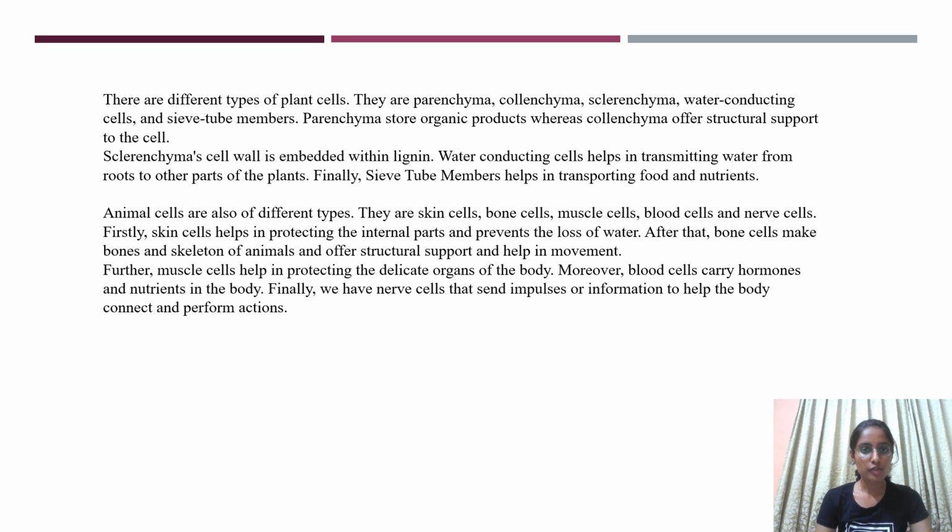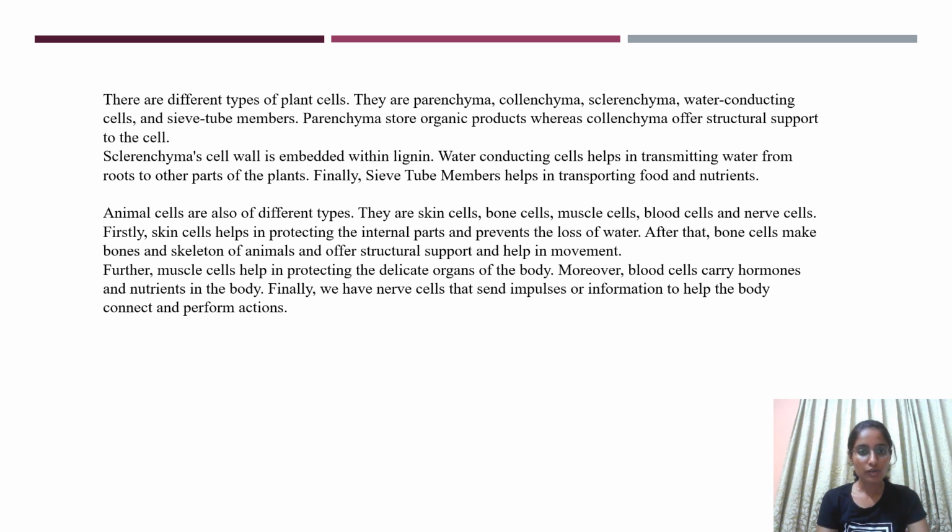There are different types of plant cell. They are parenchyma, collenchyma, sclerenchyma, water conducting cells, and sieve tube members. Parenchyma stores organic products, whereas collenchyma offers structural support to the cell. Sclerenchyma's cell wall is embedded with lignin. Water conducting cells help in transmitting water from roots to other parts of the plant. Finally, sieve tube members help in transporting food and nutrients.